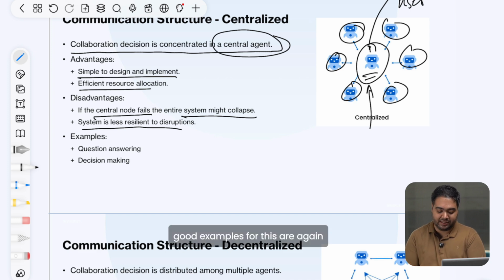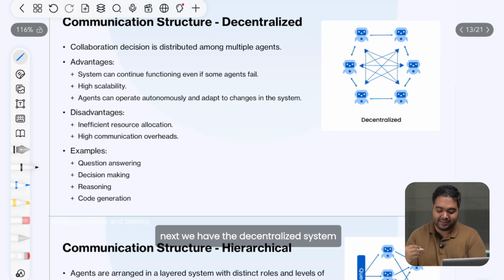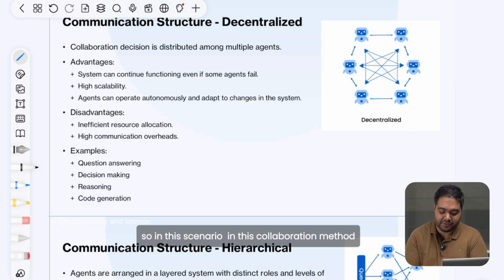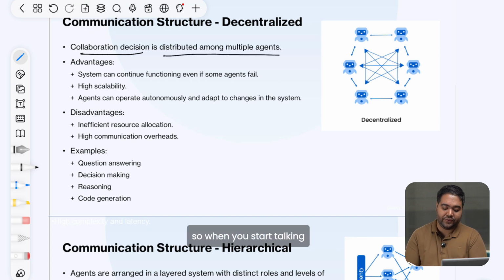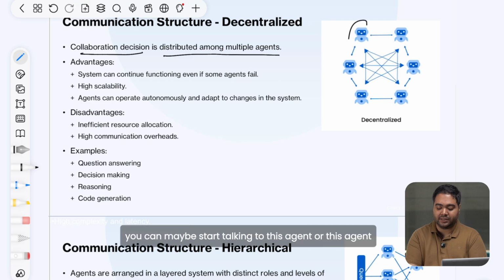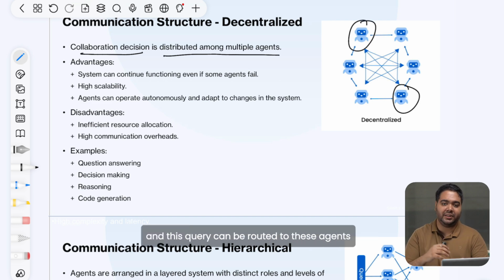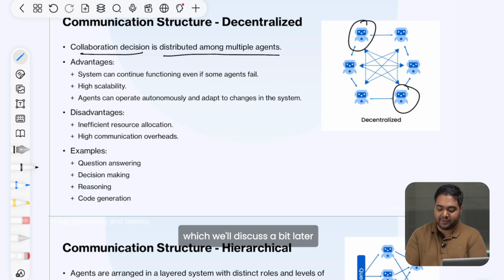Good examples for this are again question answering and decision making. Next, we have the decentralized system. In this collaboration method, the workload is distributed among multiple agents. So when you start talking, you can maybe start talking to this agent or this agent, and this query can be routed to these agents based on another architecture which we'll discuss a bit later.